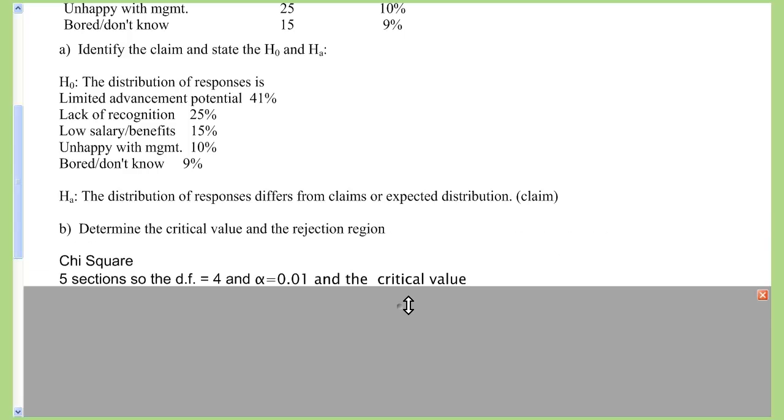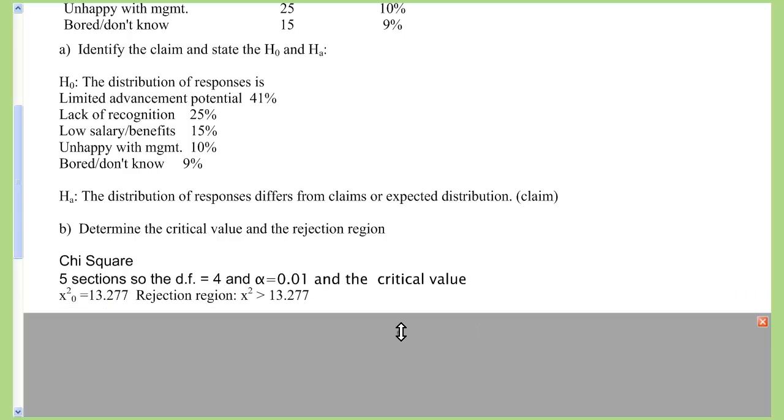The next thing you do is determine the critical value and the rejection region. You're going to need the chi-square, and there are 5 categories: 1, 2, 3, 4, 5 answers. So 5 minus 1 gives me degrees of freedom equal to 4, and my alpha is 0.01. If you look it up in table 6 in the back of the book, the chi-square table, you'll find the critical value is 13.277, so your rejection region is greater than 13.277.